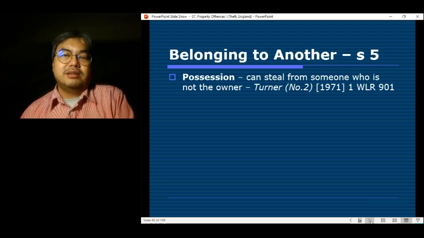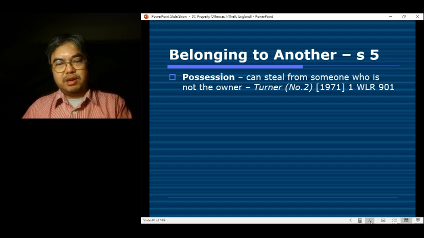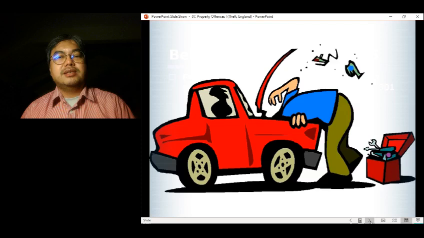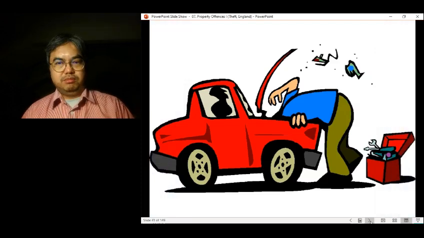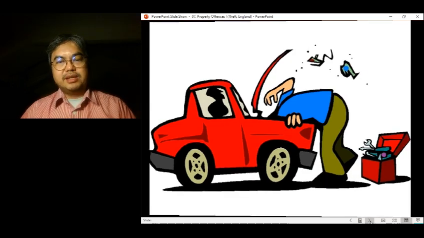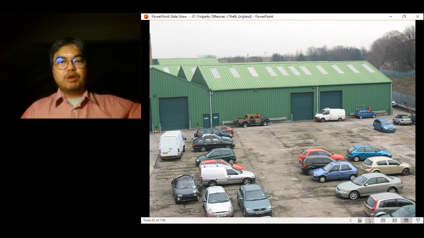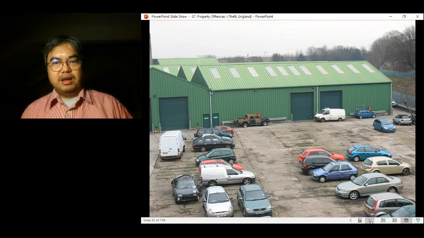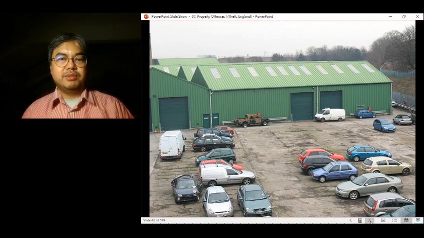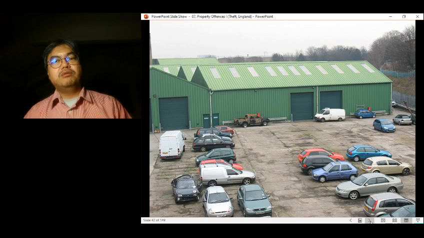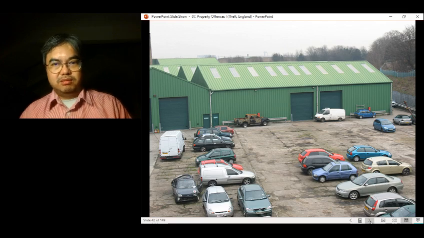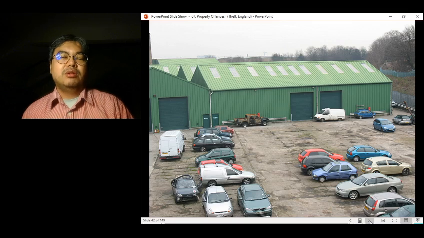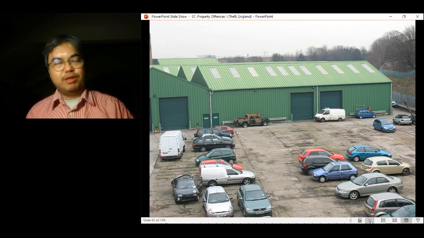A good illustration, an interesting case, would be Turner number 2, where the accused sent his car to the workshop. The workshop people, the mechanics, fixed up the car, and after fixing up the car, they parked the car within the compound of the workshop. So the owner came to the mechanic's compound there, and without paying for it, he actually took his car and drove it off and went home with it.